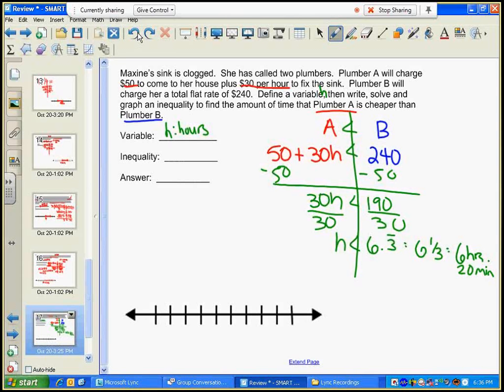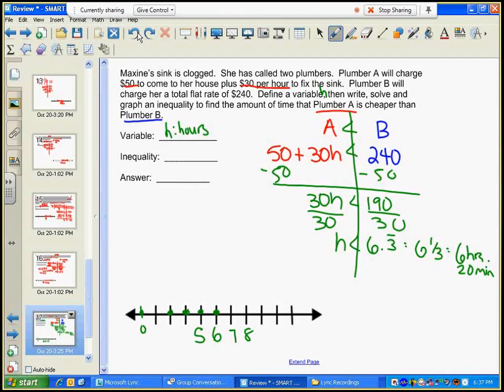So how would I graph that? Let's see. So I'll call this 6, 7, 8. And since they charge for the hour, it's kind of like an hourly rate, we'll just pick the hours that are less than 6.3. So this is 1, this is 1, this is 1, and this is 1. And all the way down to 0. Because if it was 0 hours, if they just show up, plumber A would still be cheaper because plumber B would cost $240.